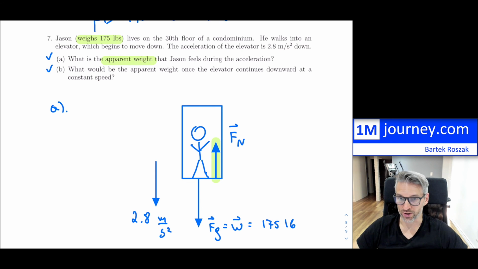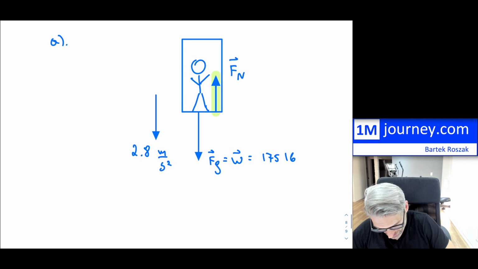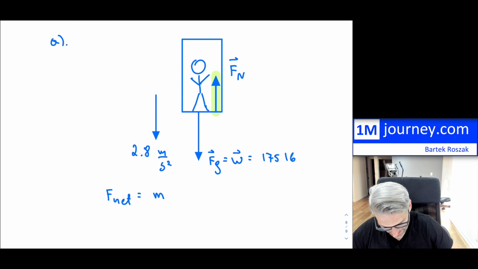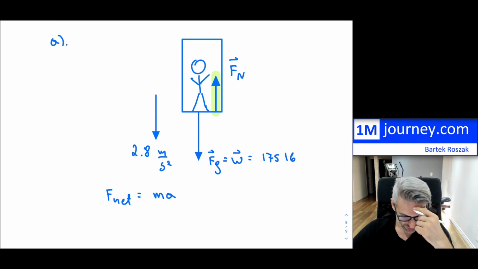Okay, so let's take a look and see. How would we handle this question? This would mean the following: F net is going to be equal to mass times acceleration, right? So that's what we have.